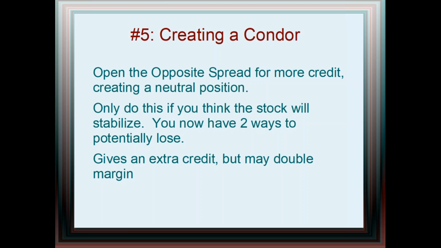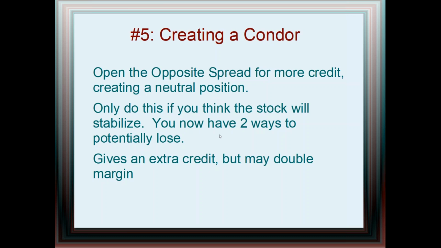But again, I'm in a bull put, let's say, on that stock. It pulls back because of an outside influence, but I still think it's strong. But maybe I'm concerned the stock might go right to my short put or my short call a little bit below it. I want to stabilize it. I want to get a little bit extra credit to move my break even further down. Okay, so I can open the opposite to create a condor.